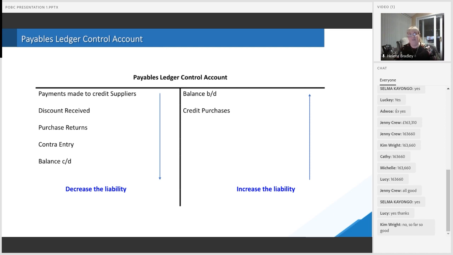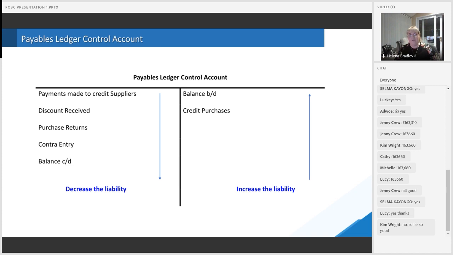And if I make more purchases from them during the month, credit purchases that is, I'm going to owe them more, the liability will increase. If I make a payment to my suppliers, then that will decrease the liability, that will reduce what I owe, and consequently will sit on the debit side of the account. And if my credit suppliers offer me prompt payment discount and I take advantage of it, that will reduce what I owe. And that's what we call discount received.